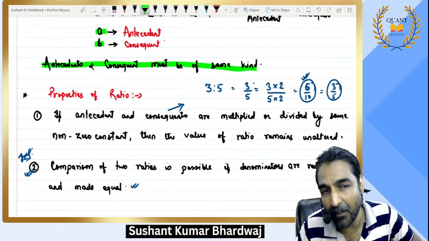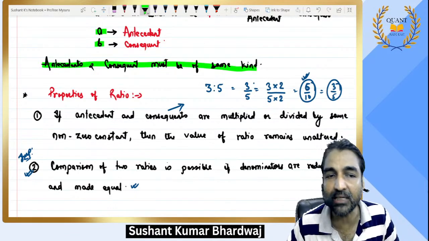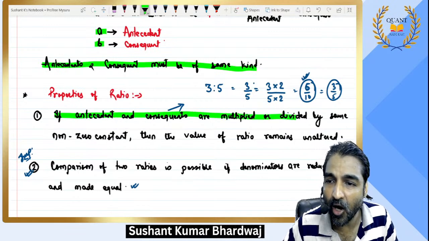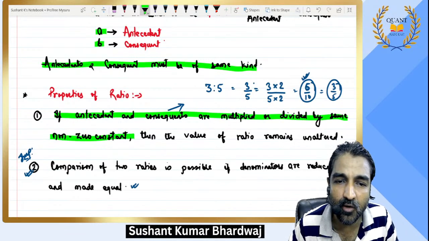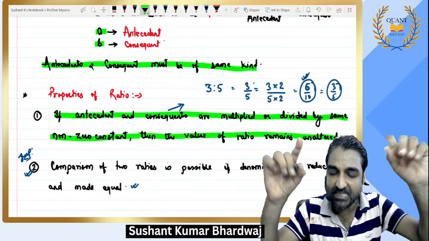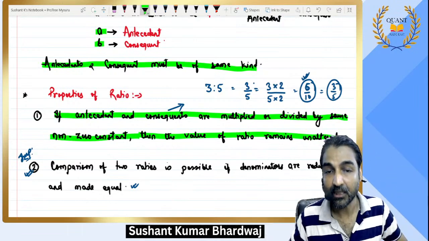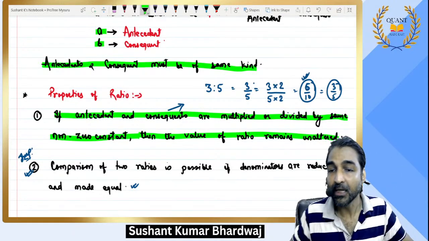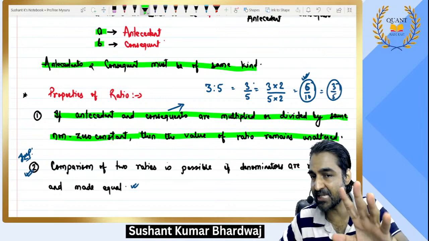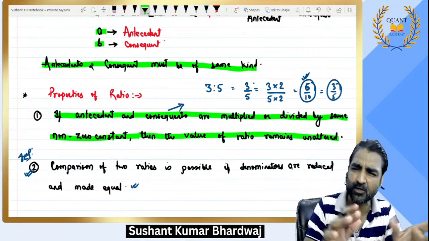Then we have discussed the properties of ratio. If antecedent and consequent are multiplied or divided by the same non-zero constant, then the value of the ratio remains unaltered, meaning unchanged. Clear? Now see the second one. I have given the example. We saw the example yesterday, so I'm not going to discuss all the examples.